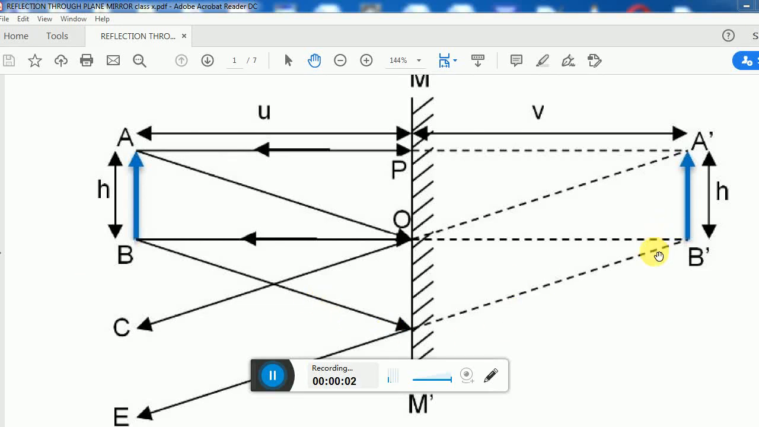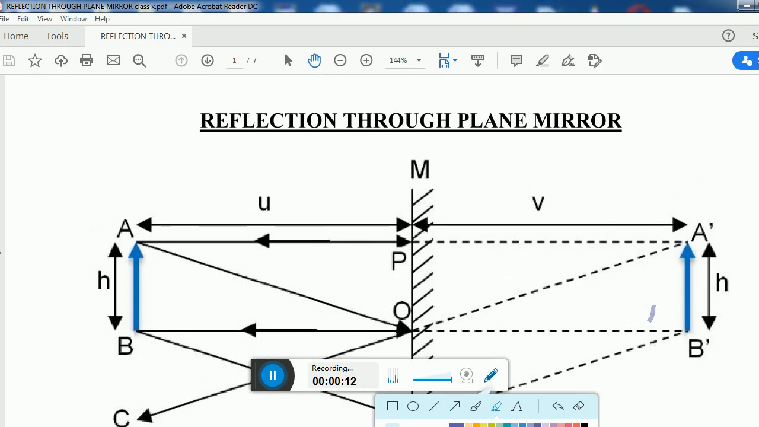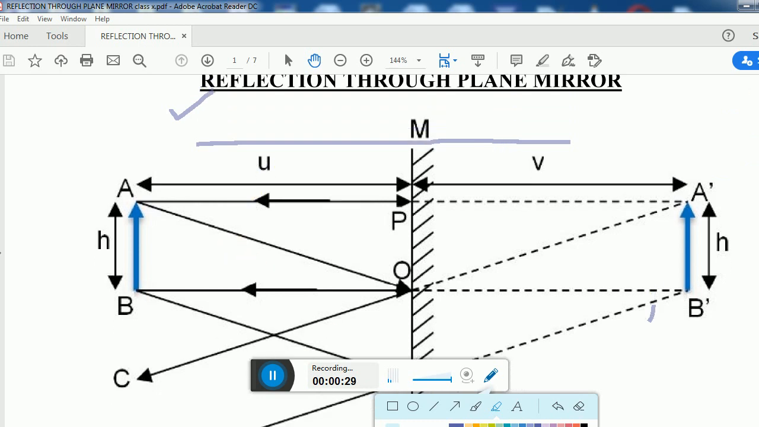So today we learn about the formation of image by a plane mirror. First see the heading, reflection through a plane mirror. This is the topic, and we learned the properties of image formed by the plane mirror and the ray diagrams, and also the different things related to this.